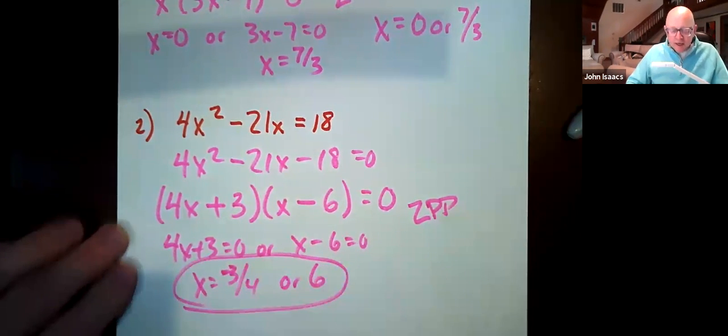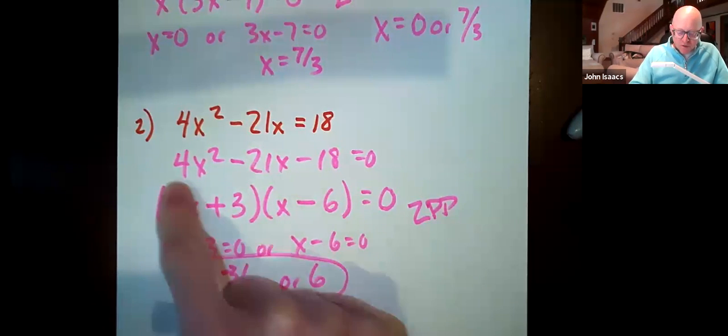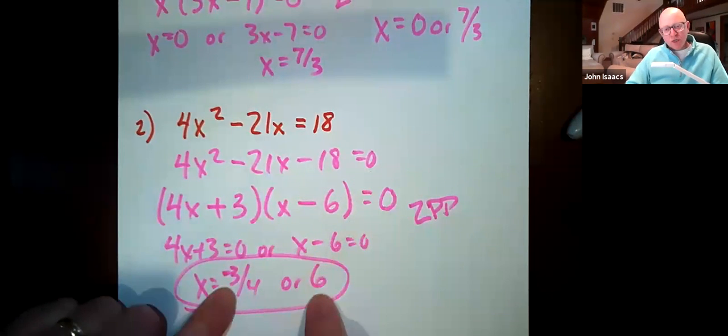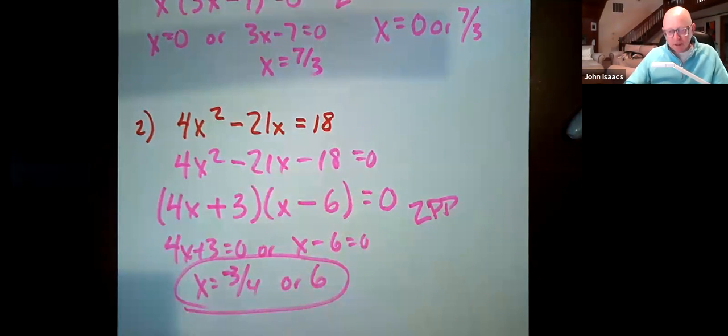And again, this quadratic, if you set this equal to y, those will be your x-intercepts. All right, so we always have that connection back to the graphing aspect of this.